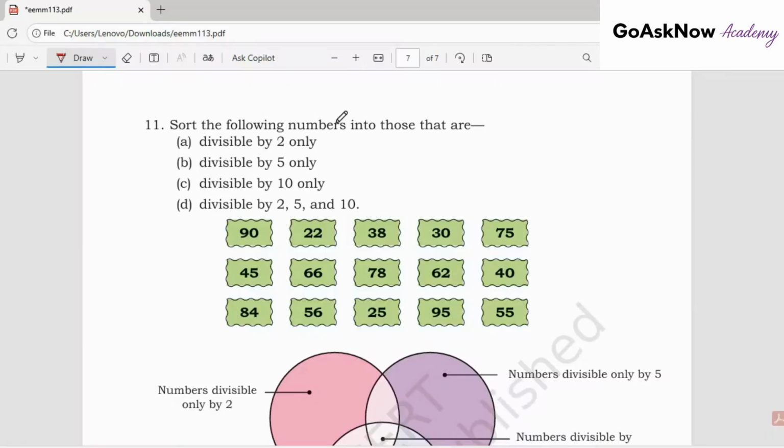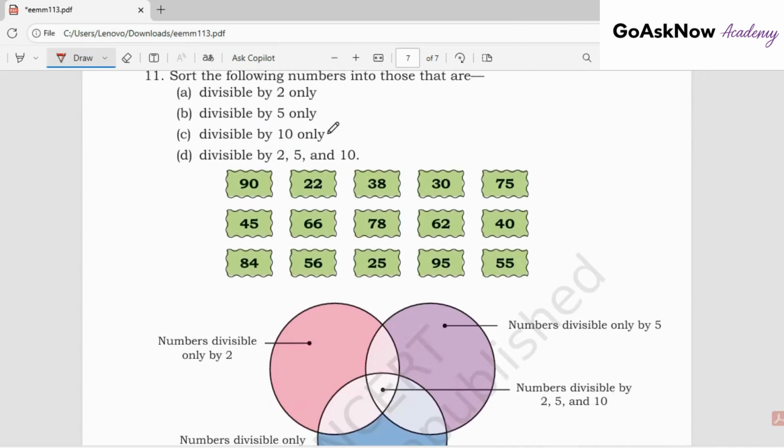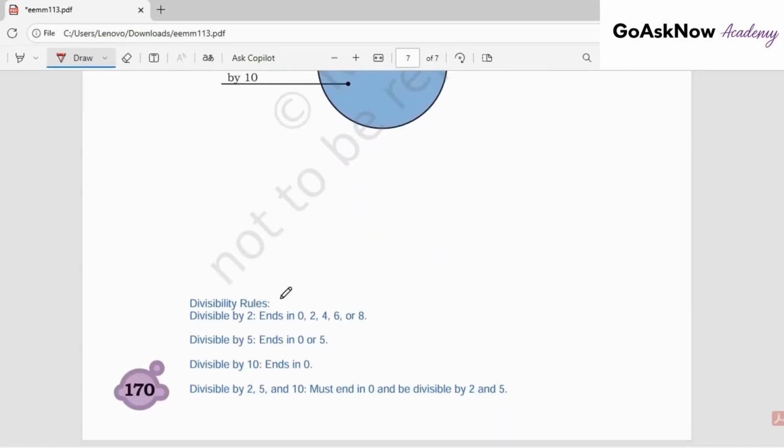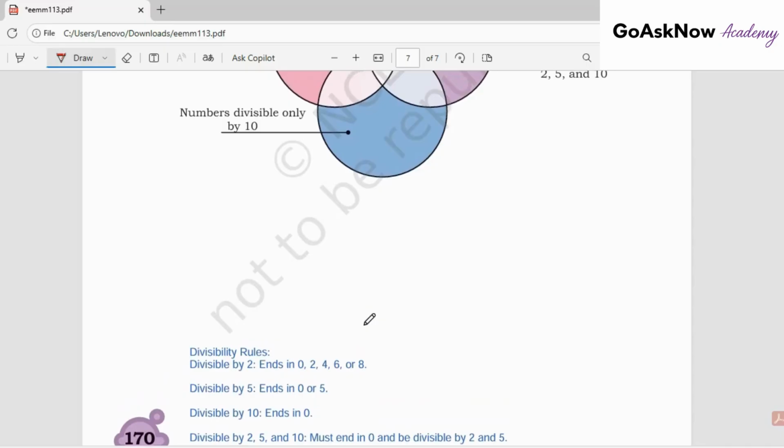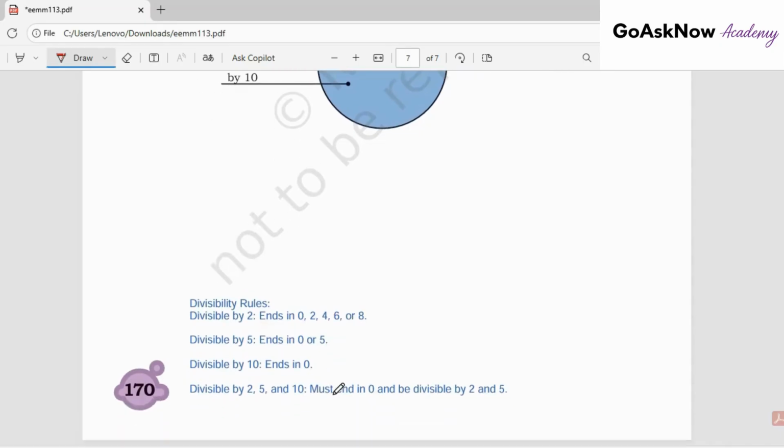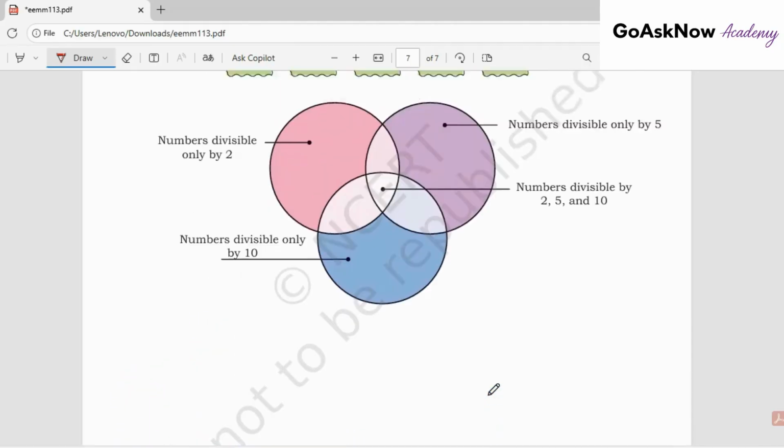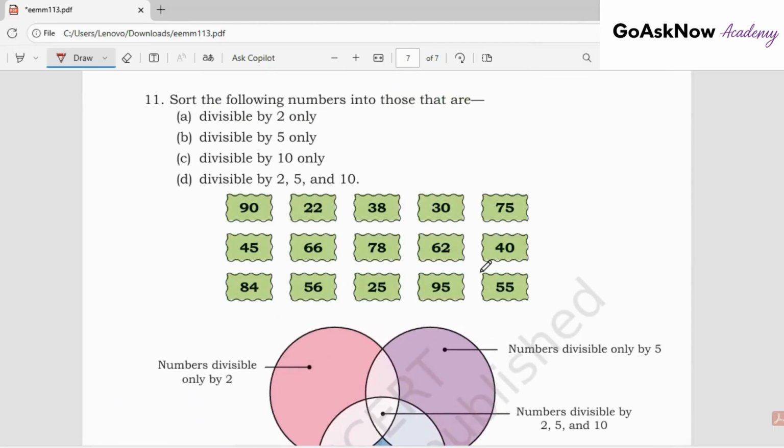11th question: sort the following numbers into those that are divisible by 2 only, divisible by 5 only, divisible by 10 only, and divisible by 2, 5, 10. Now the rules are the divisibility rules. Divisible by 2 means it ends in 0, 2, 4, 6, 8. Divisible by 5, it should end in 0 or 5. Divisible by 10, it should end in 0. Divisible by 2, 5, 10 must end in 0 and be divisible by 2 and 5. These are the rules.